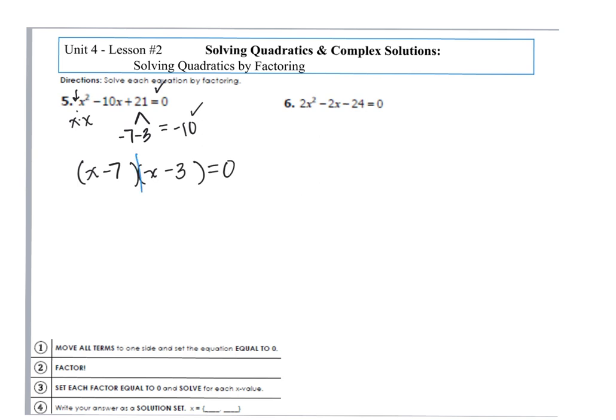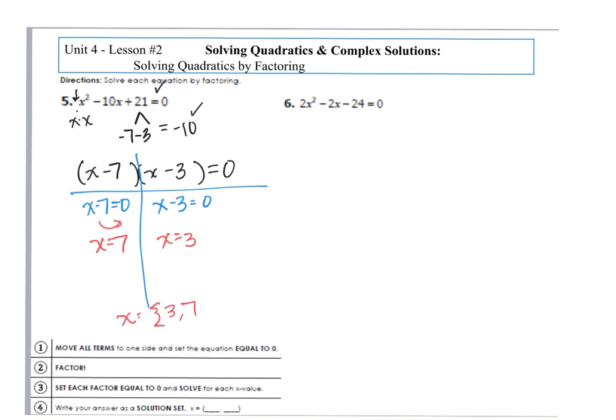Now we're going to set each of these factors equal to 0. So we're t-barring it. So we're saying x minus 7 equals 0 and x minus 3 equals 0. Okay, to solve each of these, if I add 7 to both sides, I'm going to get x equals positive 7. Add 3 to both sides, we get x equals positive 3. So our two solutions are 3 and 7.